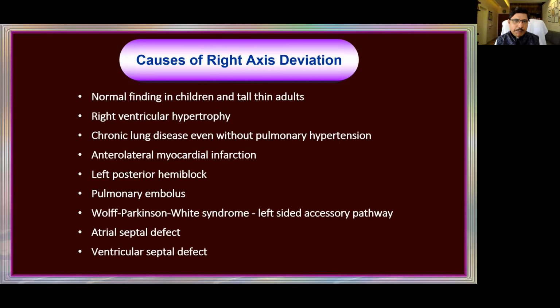Left posterior hemiblock, of course it will have right axis. And pulmonary embolism, very common, WPW syndrome with accessory left-sided pathway, ASD and VSD. This is a standard question they will ask. What is right axis deviation? What are the causes and what are the ECG changes? Short notes will be there. Remember, this is the slide.